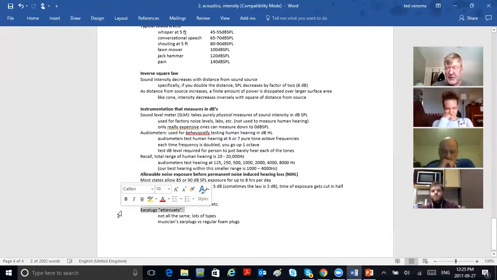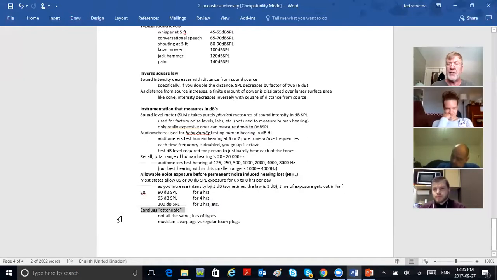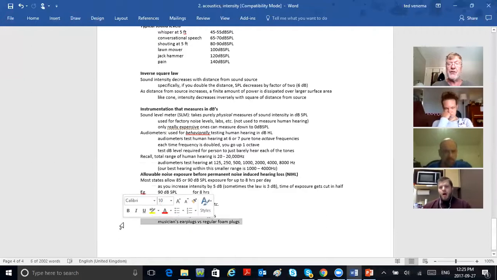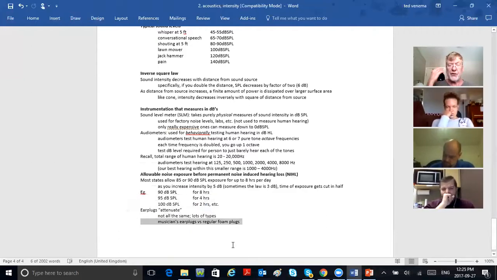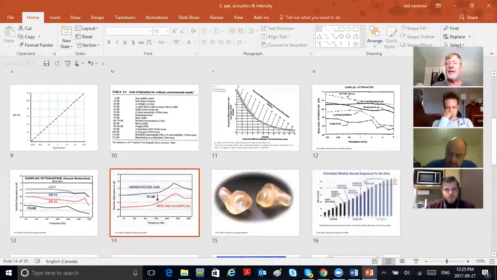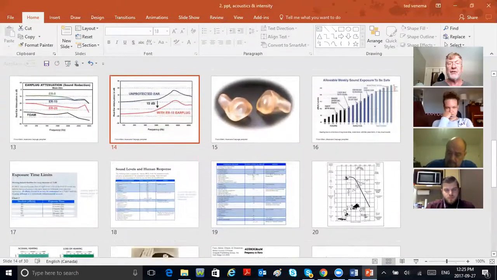Earplugs attenuate. Not all the same. There's lots of different types. Ones that cover the whole ears are usually better than the little ones that sit inside the ears. And we've covered here musicians' earplugs versus regular foam earplugs versus cotton batten. Okay, there's all different kinds. But basically, we are at the end of our stuff here.